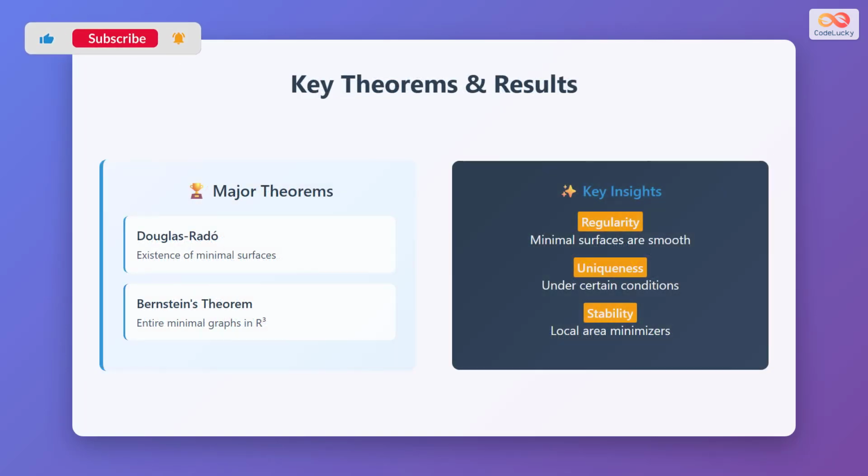Let us explore key theorems and results. The Douglas-Radó theorem deals with the existence of minimal surfaces. Bernstein's theorem concerns entire minimal graphs in R3. Important key insights are regularity, where minimal surfaces are smooth, uniqueness under certain conditions, and stability, where local area minimizers exist.